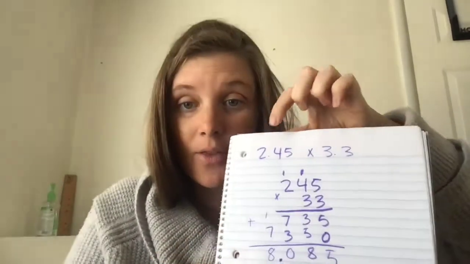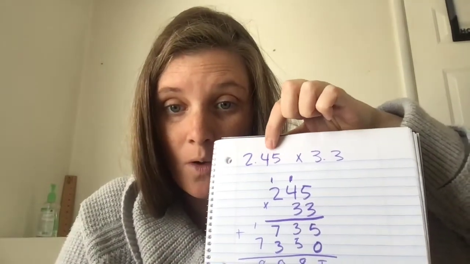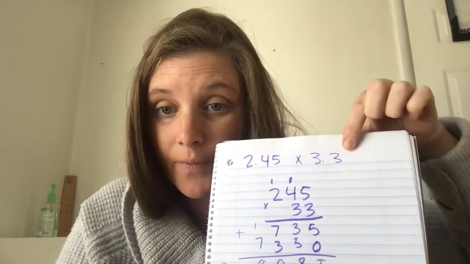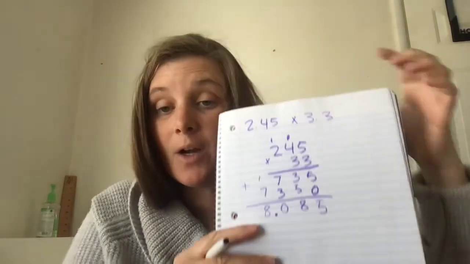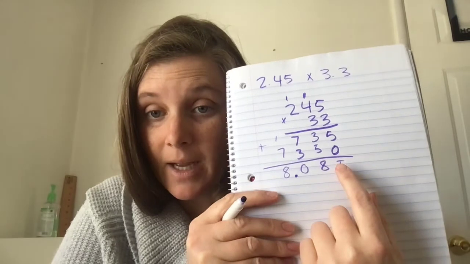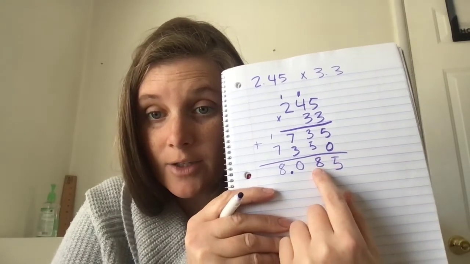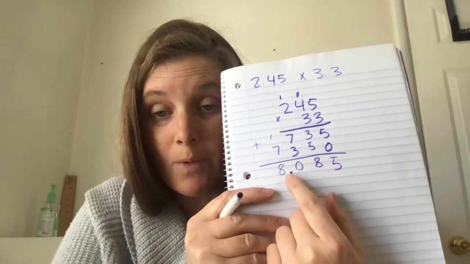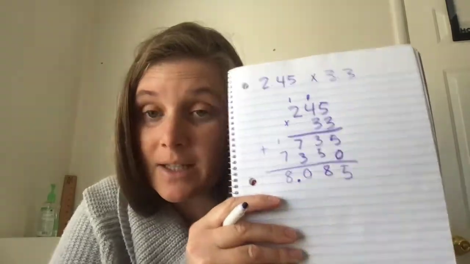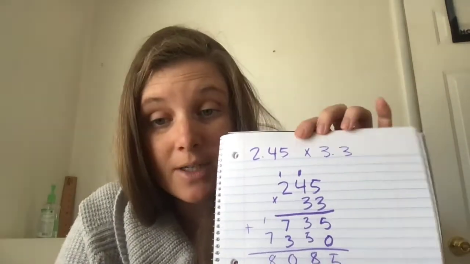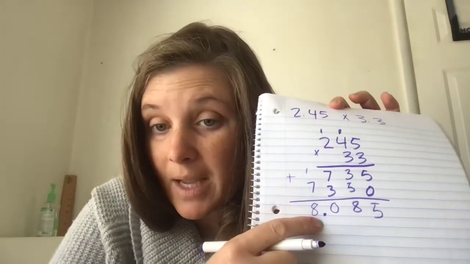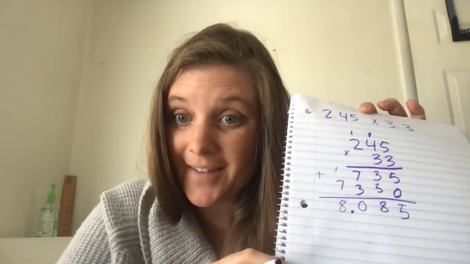Okay, we had 3 numbers behind the decimal. 1, 2, 3. So in our answer, we have 3 numbers behind the decimal. 1, 2, 3. And we put it there. And we know that's right because in our heads, we know 2 times 3 is 6. So it's going to be around 6, so 8. And then the decimals. Okay?